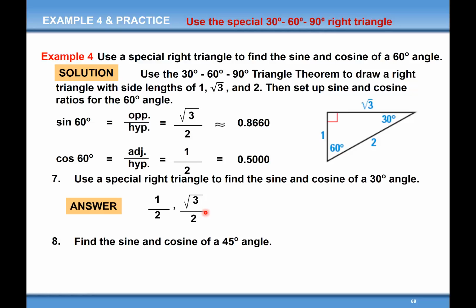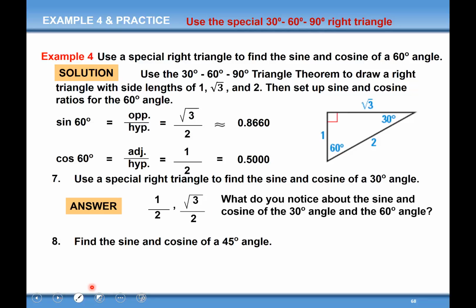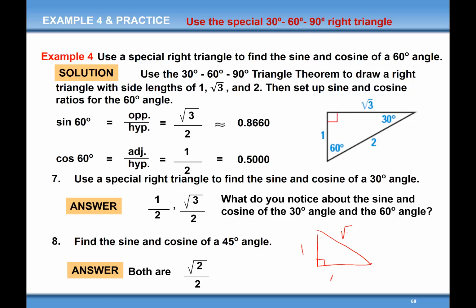And the last one is find the sine and cosine of 45 degrees. Again, we're going to go ahead and do it in our heads, or if you need to draw it out, which is normally what we suggest, we'll go ahead and draw that right triangle here. We get 1, 1, root 2.